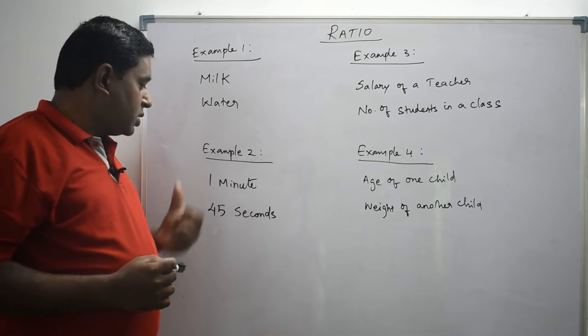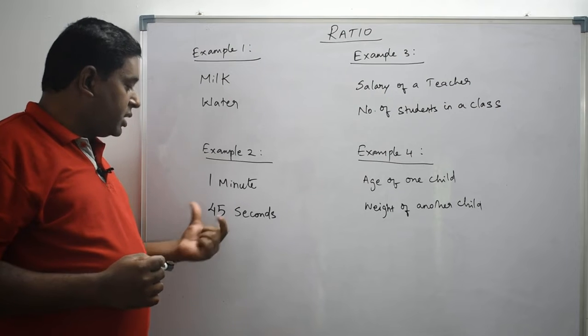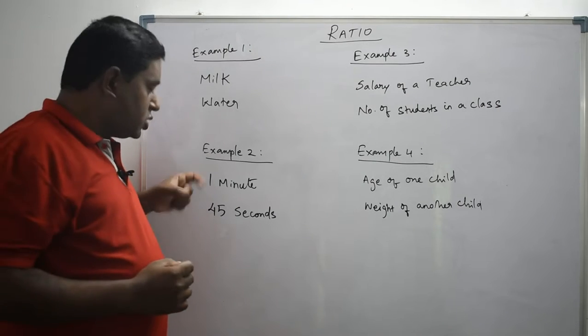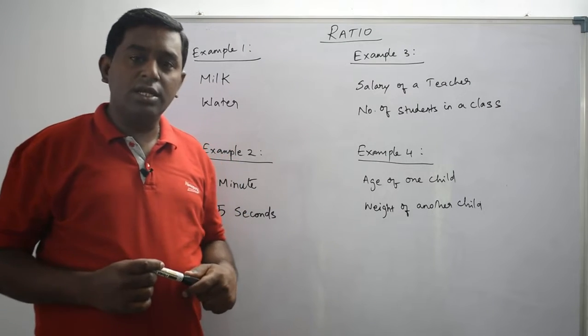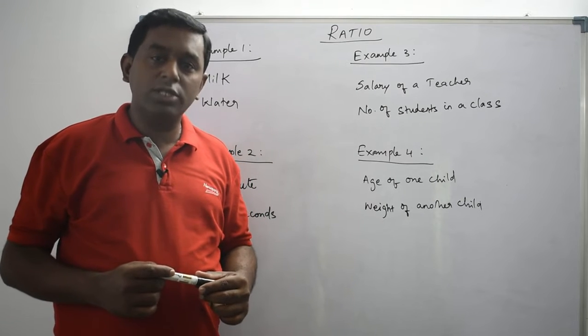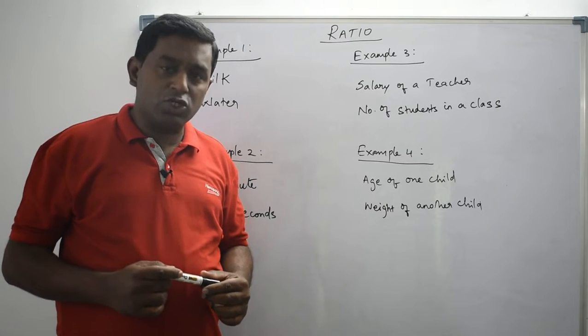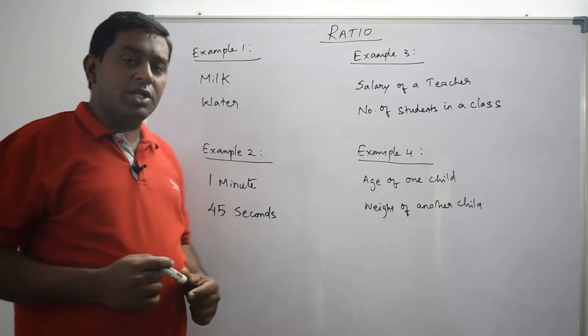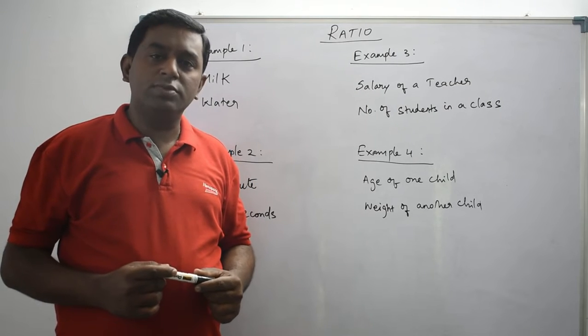Okay, let's look at example number 2. Here we have 1 minute and 45 seconds. Can I do ratio between these two quantities? Yes, I can. Because both 1 minute and 45 seconds are time duration. So they are same kind. Here you may have a question. The units are different. How can you do ratio?